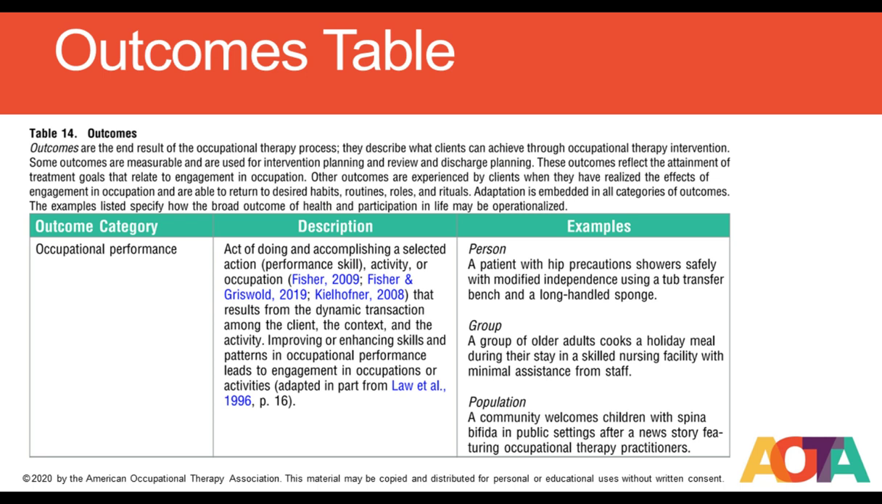Table 14 delineates outcomes, which are the end result of the occupational therapy process. Consistent with the OTPF3, outcomes are summarized into categories that include occupational performance, prevention, health and wellness, quality of life, participation, role competence, well-being, and occupational justice. Examples of each are provided for persons, groups, and populations. Adaptation has also been identified as being embedded in all categories of outcomes. That concludes all of the major sections and summary of updates to the OTPF4. Next, I will turn it over to Julie Dorsey to conclude the presentation.